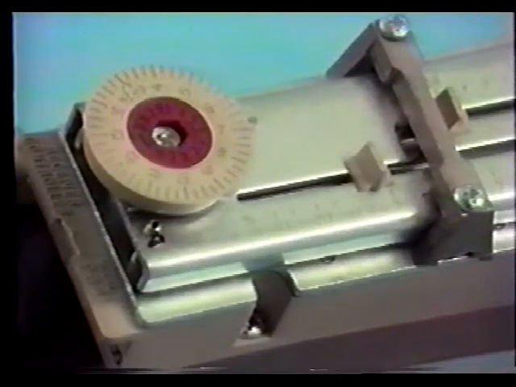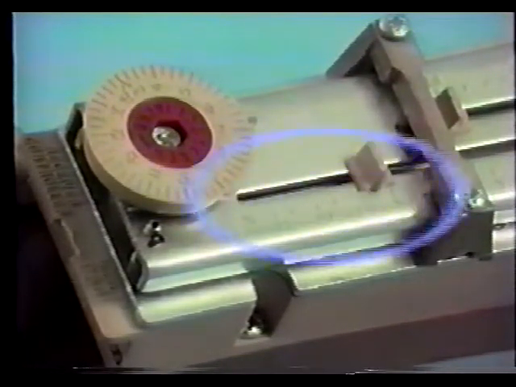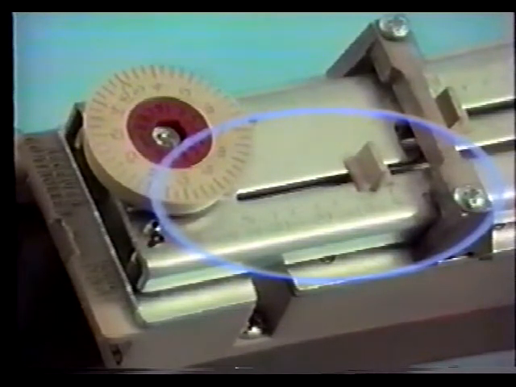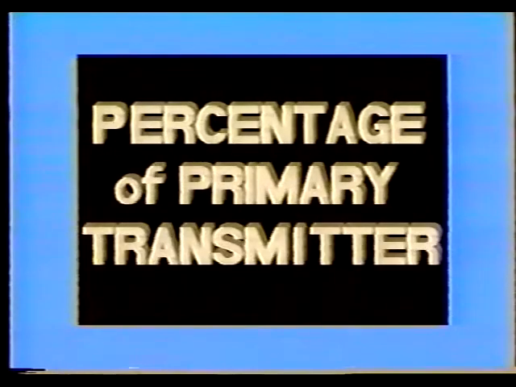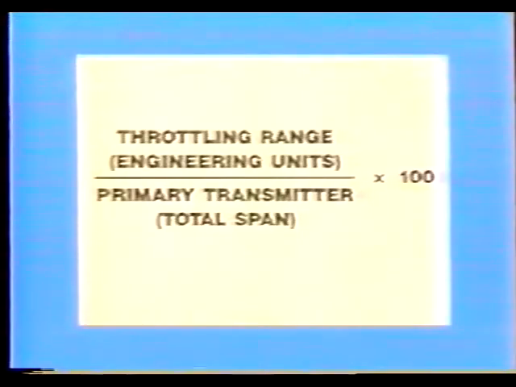Each receiver controller has the ability to provide an adjustable throttling range. Note here on the receiver controller the adjustment slide representing the throttling range adjustment. The scale is calibrated as a percentage. The throttling range percentage represents a percentage of the primary transmitter span, which is sensing the controlled medium. To determine the percentage of throttling range to be dialed in on the receiver controller, the desired number of degrees or engineering units throttling range is divided by the total span of the primary transmitter in engineering units and multiplied by 100 to get percentage.